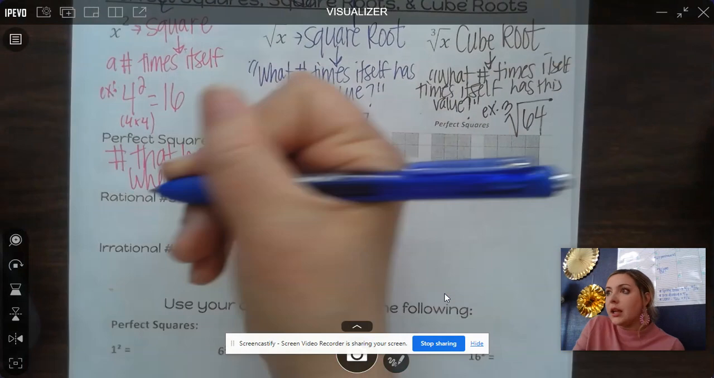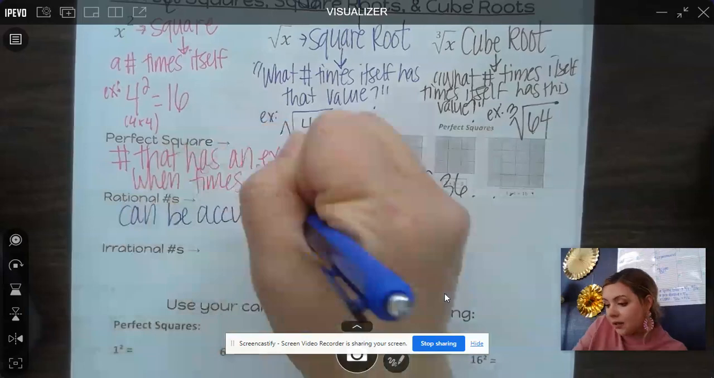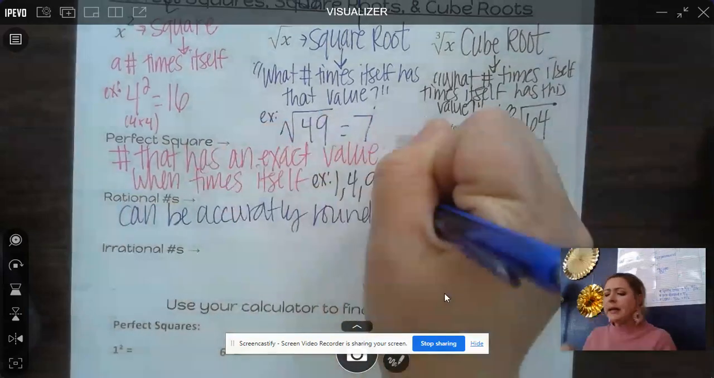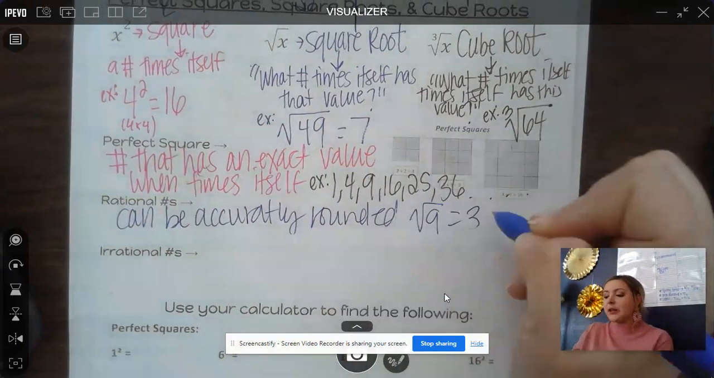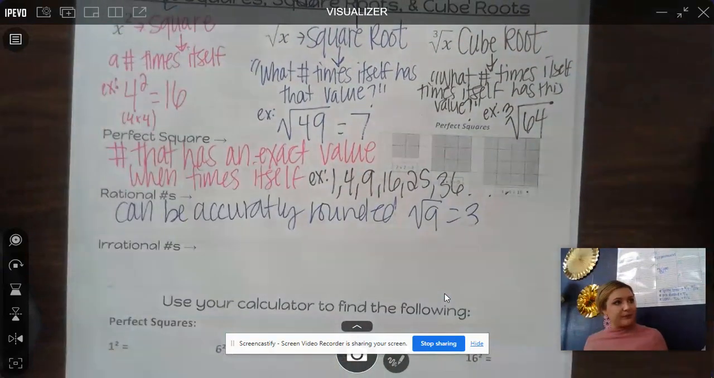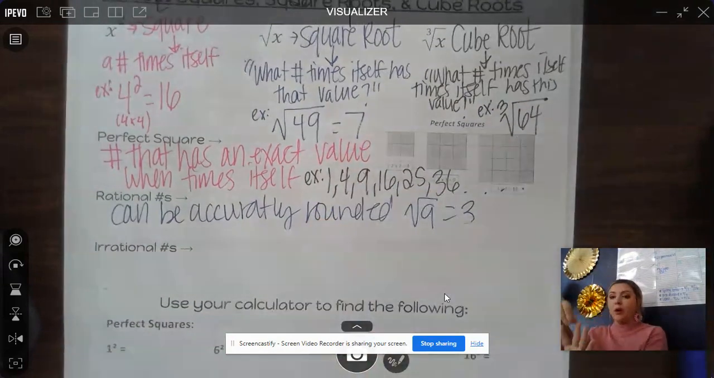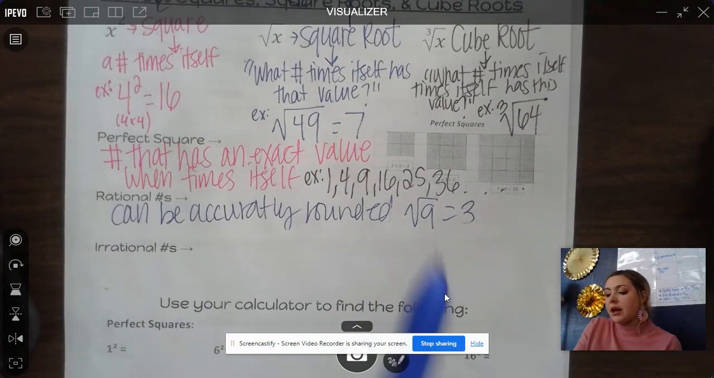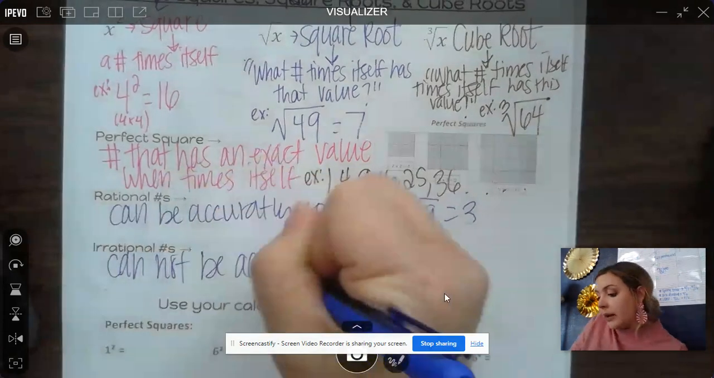So that kind of goes right into the next one. A rational number is what? It can be accurately rounded. So the square root of 9, exact value of 3. That's a rational number. But all the numbers in between 9 and 16, 10, 11, 12, 13, 14, and 15, they're going to be irrational because their values are going to fall in between those perfect squares. So that means that irrational numbers cannot be accurately rounded.